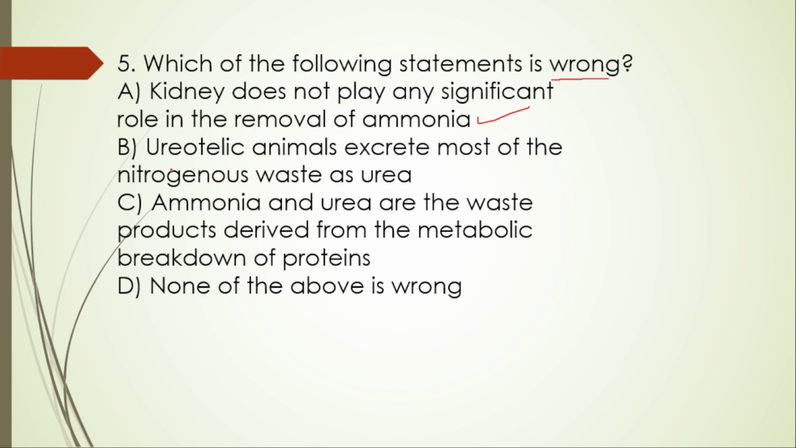So B, ureotelic animals excrete most of the nitrogenous waste as urea. This statement is also correct. And then C, ammonia and urea are the waste products derived from the metabolic breakdown of proteins. So statement C is also correct. Statement D, none of the above is wrong. So here the right option is D, because none of the above are wrong.